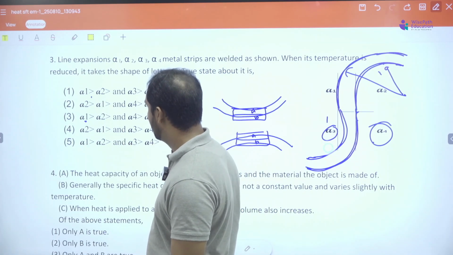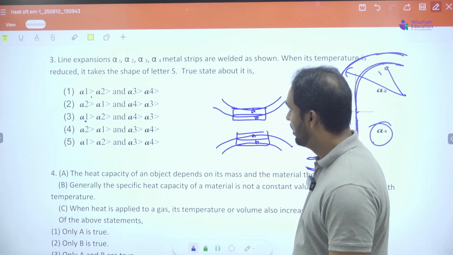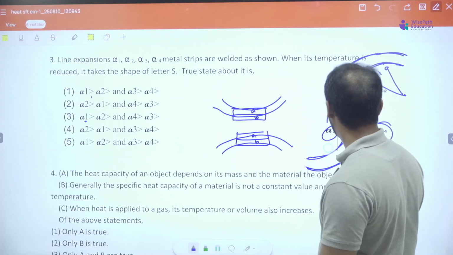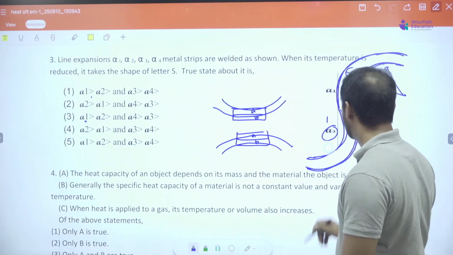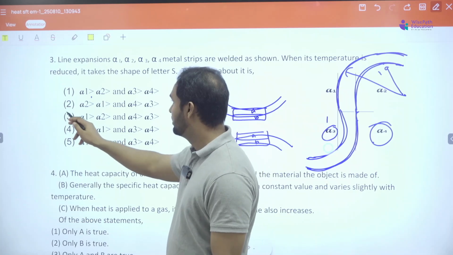Only two answers there. And alpha 4 greater than alpha 3. That's the third answer.